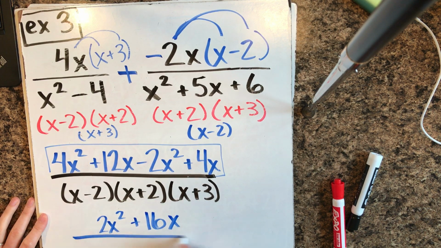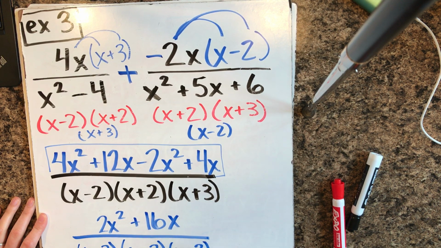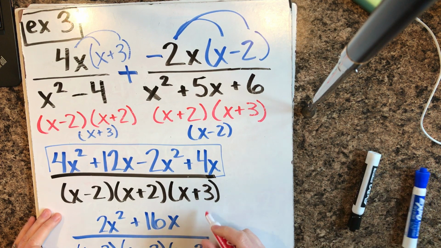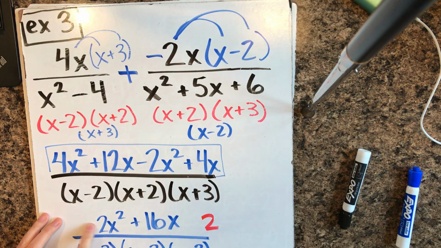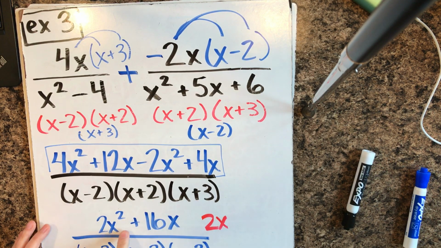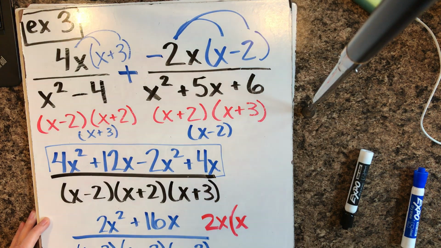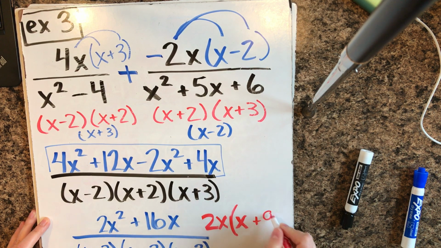Okay, on the bottom, x minus 2, x plus 2, and x plus 3. Okay, on top, if I really, really wanted to, I could factor out a 2, because 2 divides evenly into both, and an x, because I have at least one x in both. 2x times something gives me 2x squared. It's like I'm thinking backwards, I'm undistributing. Next, 2x times something gives me 16x, that's just an 8.